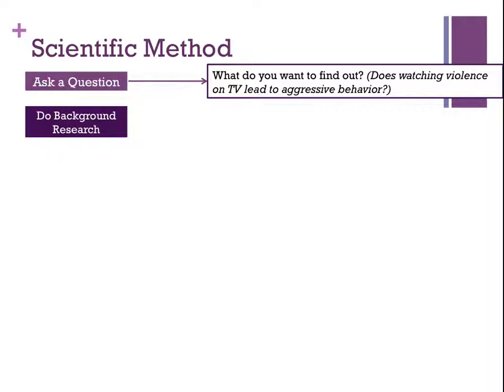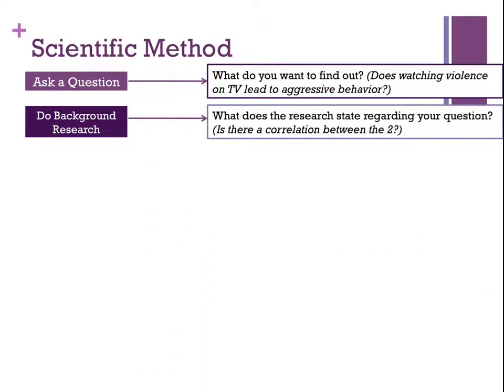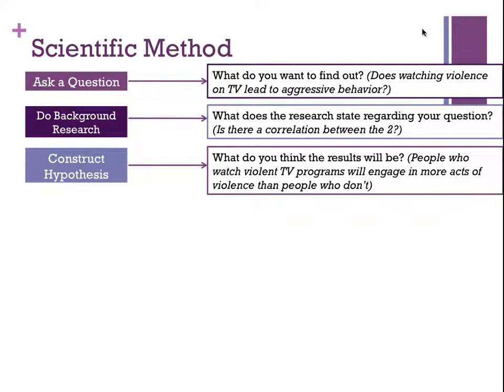Okay, do some background research as well. Okay. By doing so, you're going to be able to have an understanding of what the research says regarding my topic. Is there a correlation between the two? Is there a relationship, whether positive or negative? Okay, construct your hypothesis. And like we said, that's your educated guess. What do you think the results will be? Okay, so maybe in this situation, you guess that people who watch violent TV programs will engage in more acts of violence than people who don't.